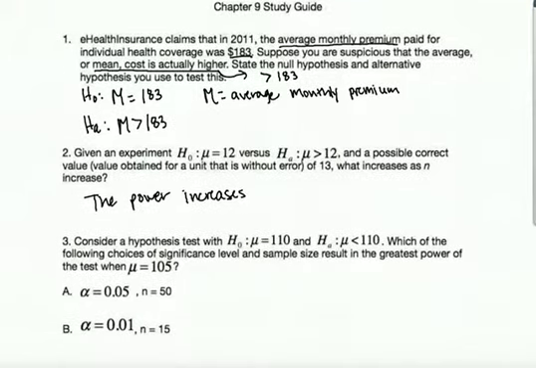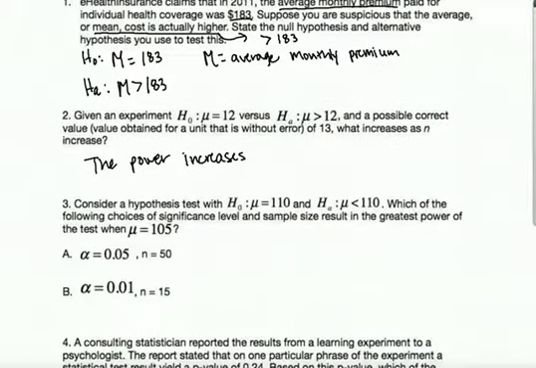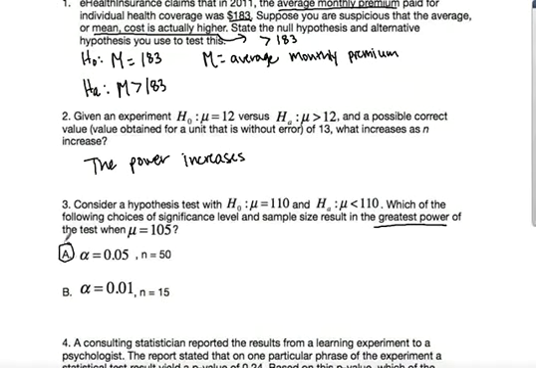Number 3 kind of goes along with that same thought. So consider a hypothesis test where the null hypothesis shows that mu is equal to 110 and the alternative hypothesis shows that mu is less than 110. Which of the following choices of significance level and sample size result in the greatest power of the test when mu is equal to 105? So really a lot of that information is not important except for the fact that you are looking for the greatest power. And so if you're looking for the greatest power, you would be looking for A, when n was equal to 50, because it's bigger than 15. So for this one, our answer is A.